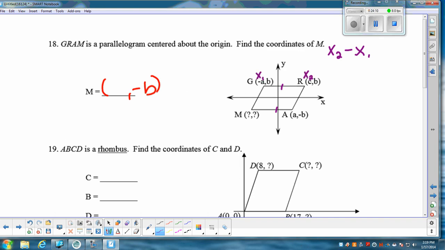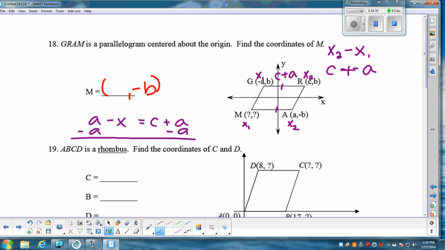Label our points. So we had the length of GR was c minus negative a, which means that this is c plus a. Keeping it the same, MA, label it. x1 is our M, x2 is our A point. We know it has to be congruent, so it also has to equal c plus a. So we have a minus x equals c plus a. Subtract the a's from both sides. We get negative x equals c. Divide by negative 1. You get that M is the point negative c, negative b.